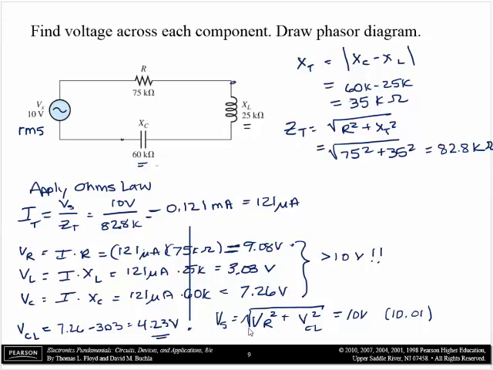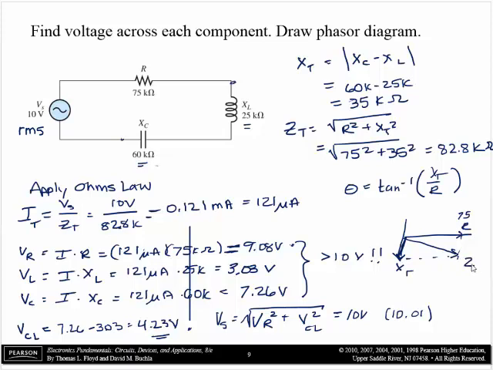So this is a capacitive circuit. We still need to find the phase angle, tangent to the -1 of X total over R. I draw my picture. R is this way. R is 75 k ohms long. X total is 35 k ohms, and I said it was capacitive. That means we draw it down this way. X total. I go ahead and draw this.